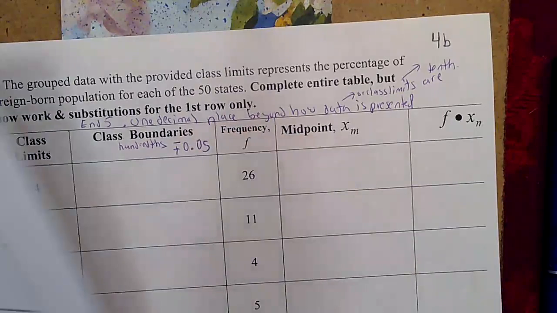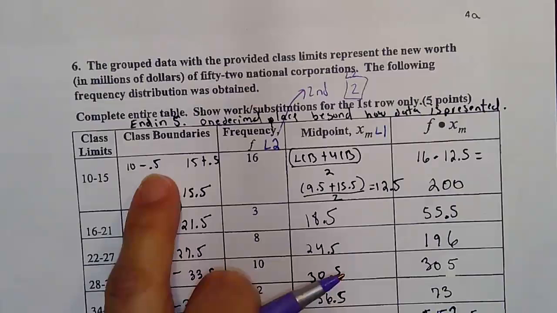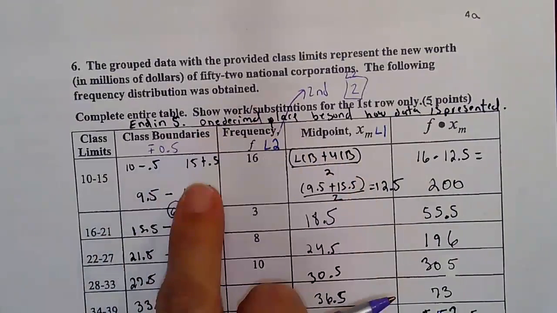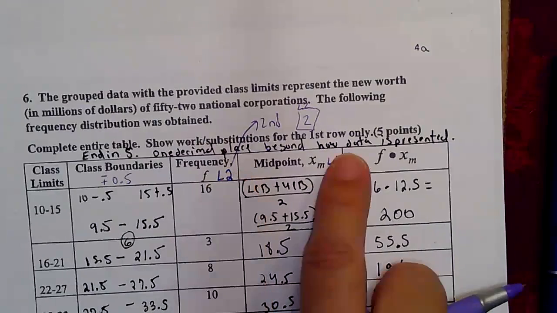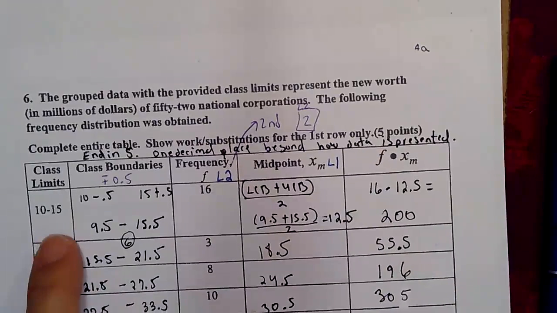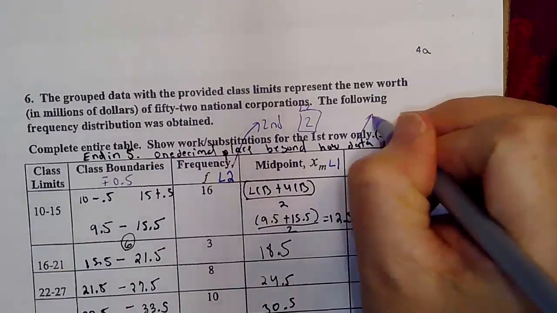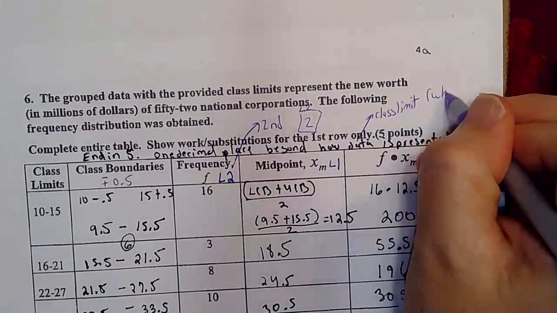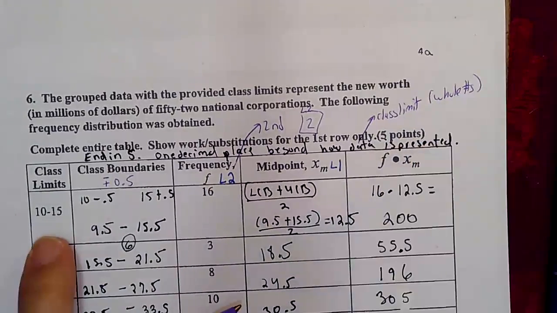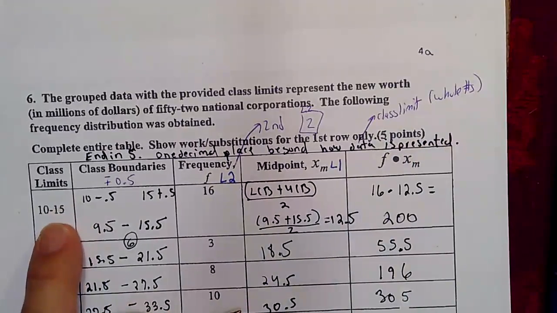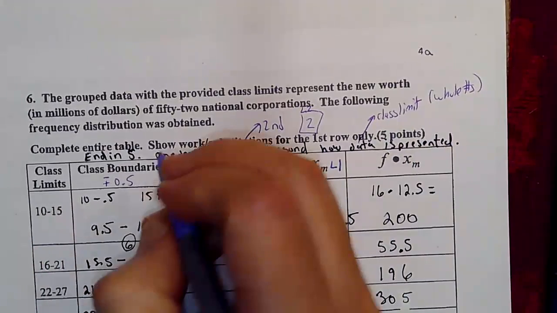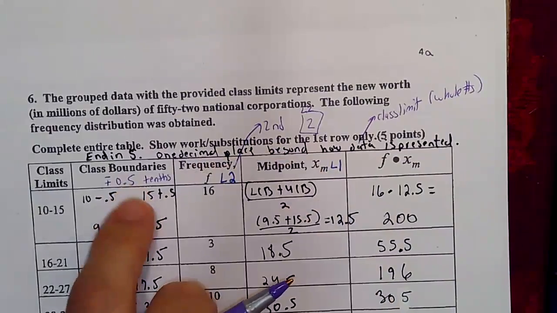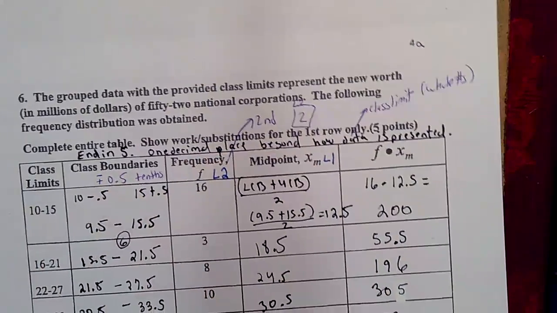Whereas in this problem that we were doing, here we were subtracting and adding just 0.5. Here we said 1 decimal place beyond how the data is presented. We actually didn't have the data, but we had the class limits, and the class limits are whole numbers, counting numbers. So 1 decimal place beyond whole numbers and counting numbers is the tenths place. So we subtracted and added 0.5 in our last video recording.